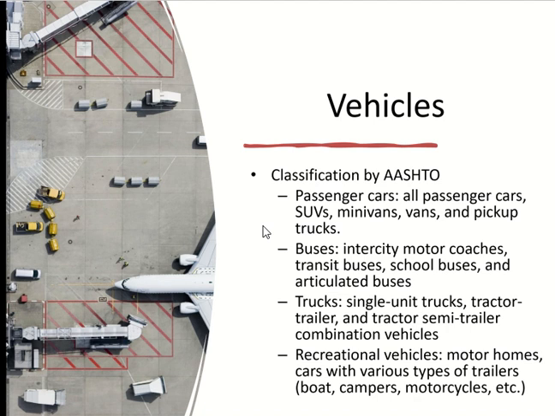Another important part of the traffic system is the vehicles. AASHTO has divided the vehicles into 5 types. And what is AASHTO?